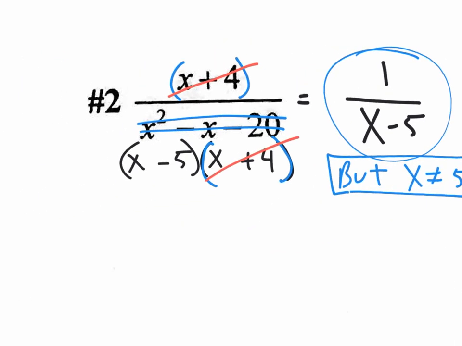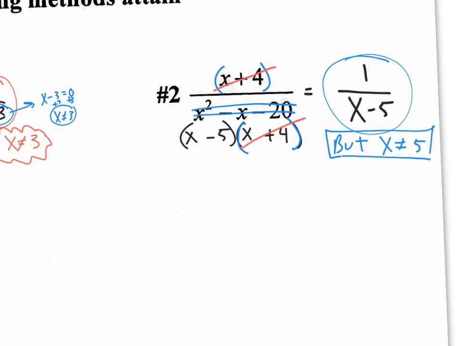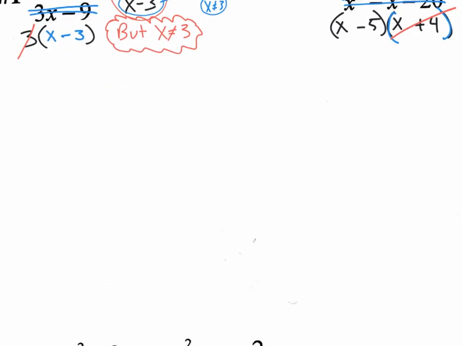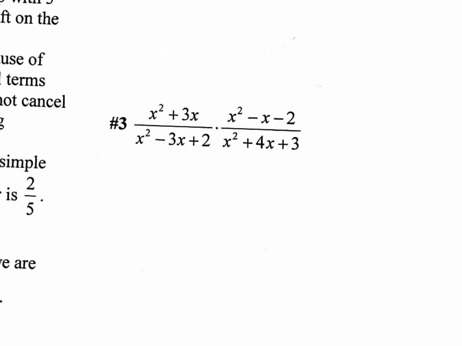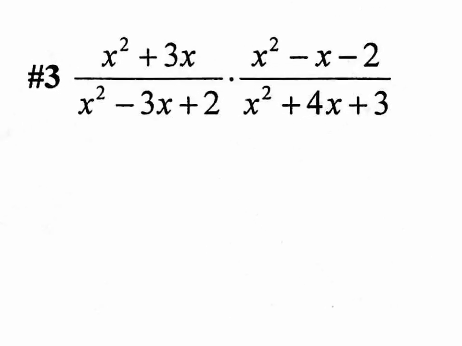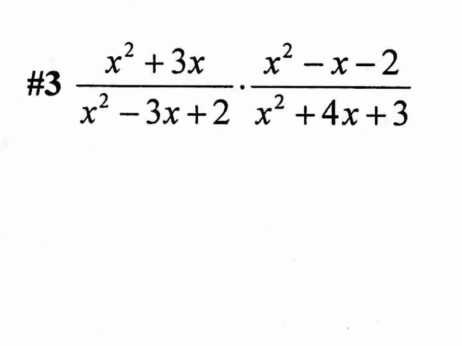So again, the first 2 videos were all about factoring so we could get multiplication. Why? So we could cancel. Okay, again, factoring so we could get multiplication, so we could cancel. Now, on number 3 here, we actually have 2 different fractions, and they want us to multiply them with each other.